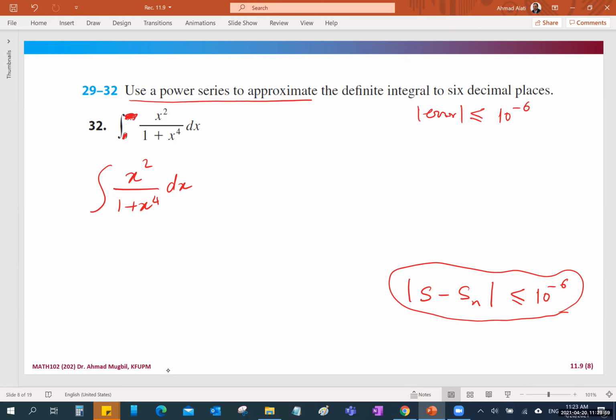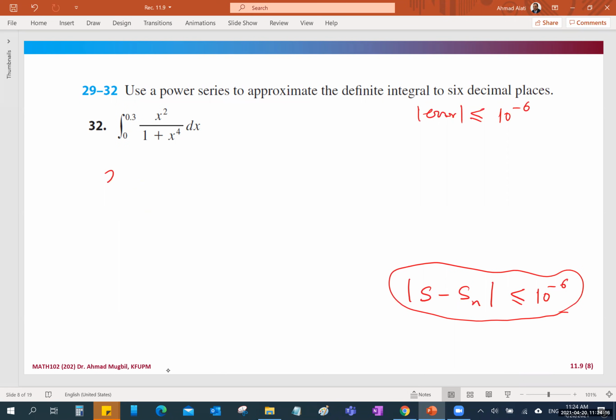Now we don't have estimating the error in 11.3 and 11.4, just in 11.5, if you remember. So this means that we expect to have alternating series at the end. Okay, let's keep this for the next part. Now what we want to do is to focus on this integral.